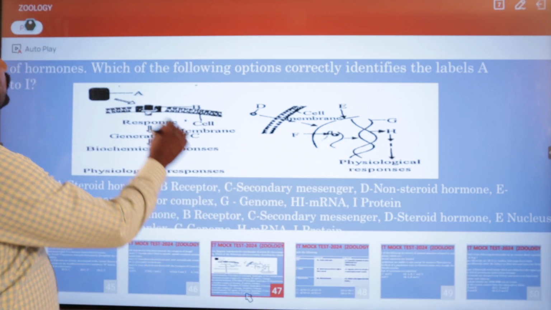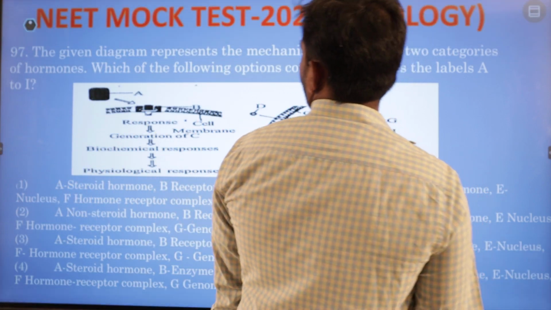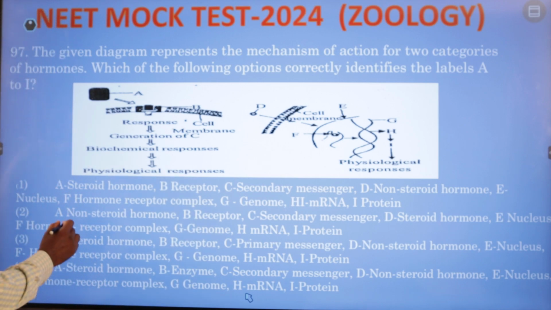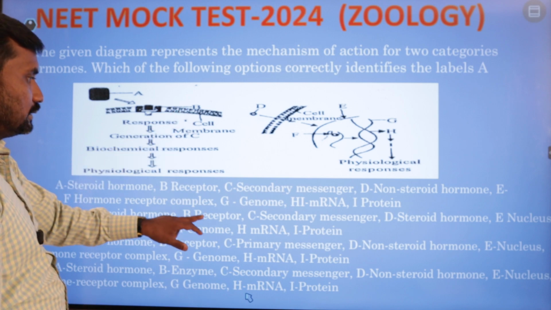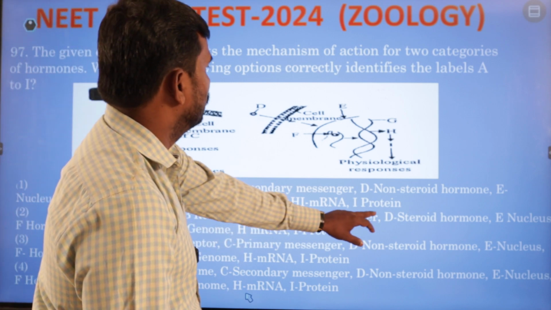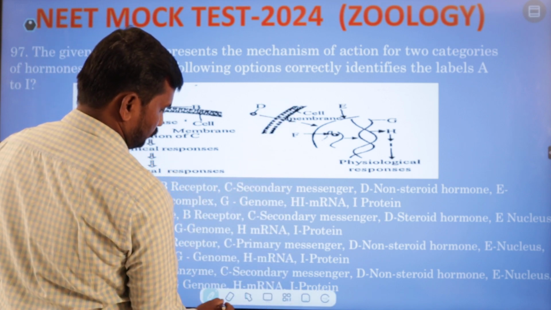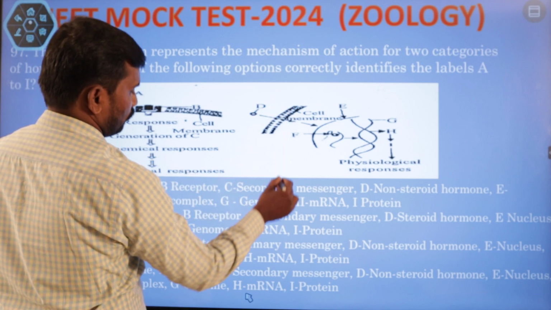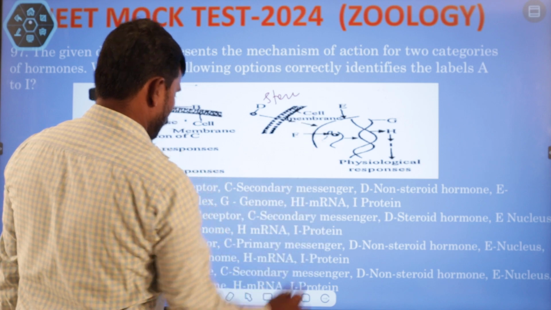Which of the following is correctly identified with the labels A to I? The first one is called non-steroidal hormones. B is considered the receptor cells and secondary messengers. D is the steroidal hormones. This is the steroidals.